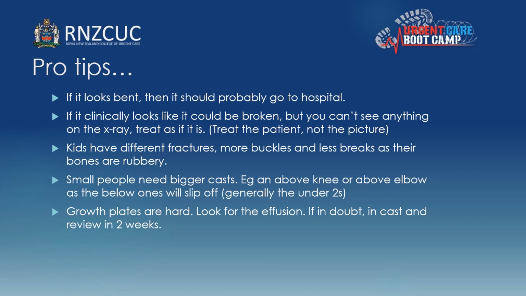Kids have different fractures, more buckles and breaks, as their bones are a lot more rubbery, and the smaller people need bigger casts. So in under 2, you'd probably put an above elbow cast on rather than a below, because otherwise they'll slip off. Growth plates are also pretty challenging. Look for effusions, and if in doubt, cast and review.